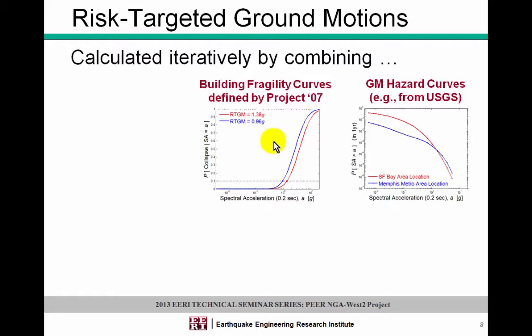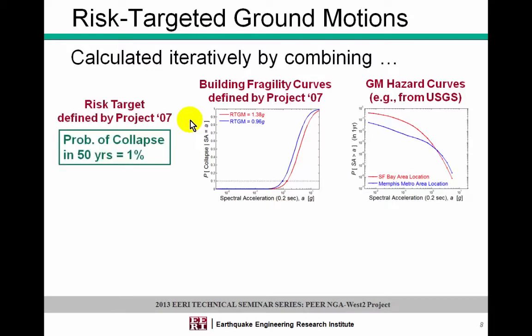So that's an important thing to remember here, and this is what makes the procedure iterative: you're trying to come up with a ground motion to design for, and yet the fragilities depend on that ground motion that you designed for. Right? And then the last component is a risk target, defined by Project 07 as a probability of collapse of 1% in 50 years. And because it doesn't make sense now, and I'll probably forget later, someone can ask later how we got that 1% in 50-year number. All right.